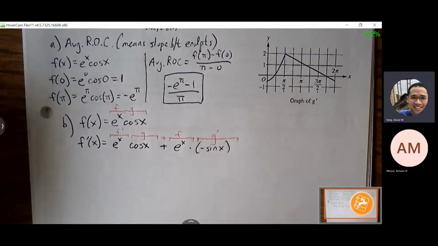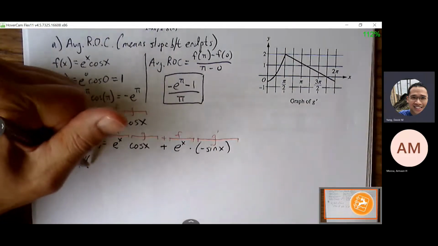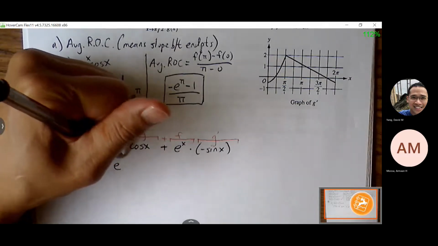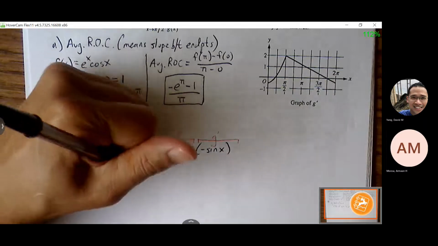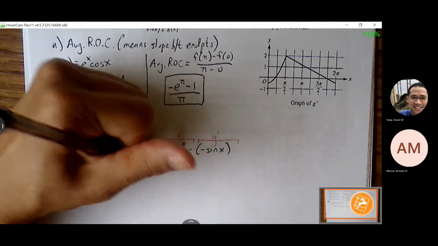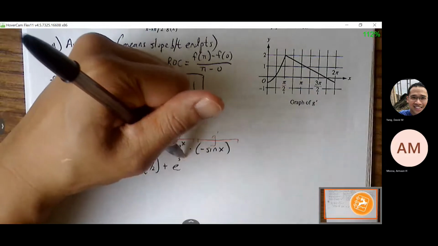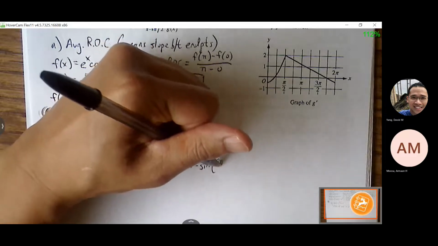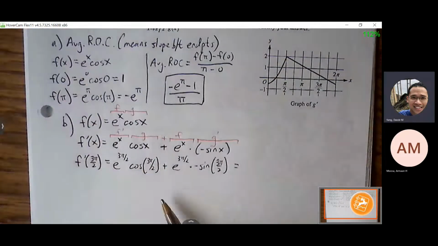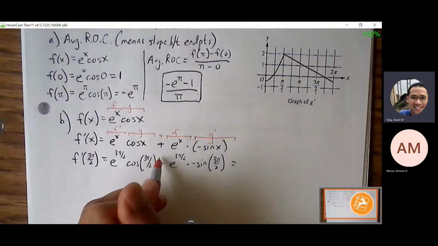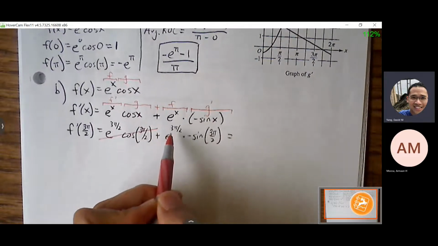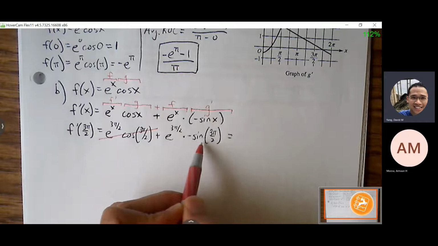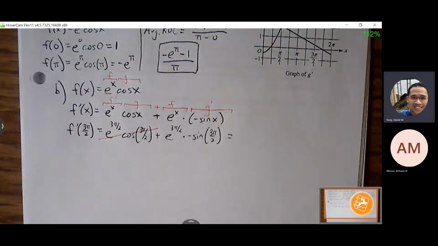Now that I have my derivative, I can find my slope, evaluate my derivative at 3 pi over 2. Cosine of 3 pi over 2 is 0, so that's going to wipe out this entire first term. e to the 3 pi over 2 is just going to stay there. Sine of 3 pi over 2 is -1, so negative times negative is positive. I'm just left with a positive e to the 3 pi over 2.